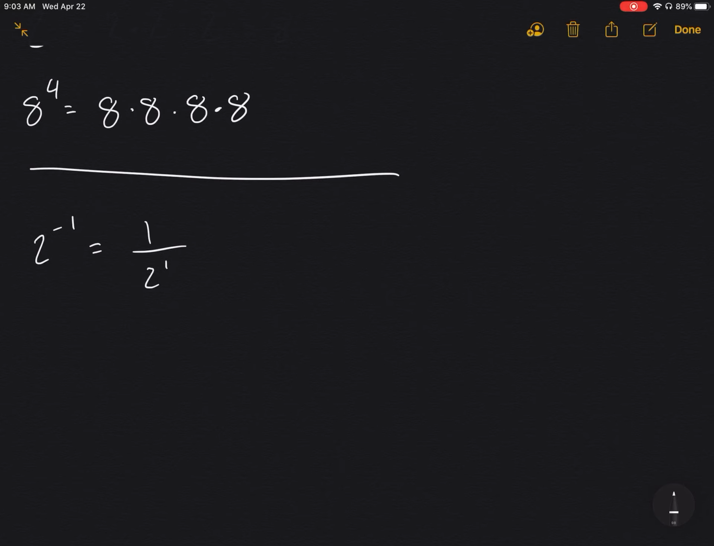Alternatively, if I had 1/2 raised to the negative 1 power, then the 2 goes to the numerator, and the power becomes positive, and so it would be 2 to the first over 1. Anything that's in the numerator goes to the bottom, and the bottom goes to the top.